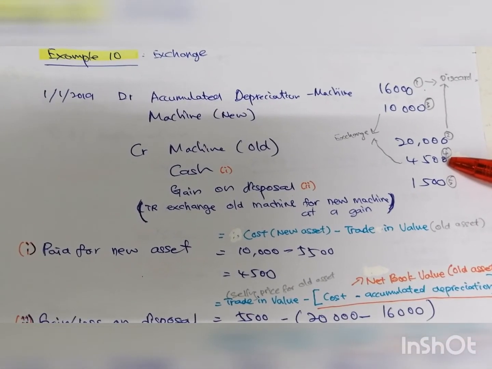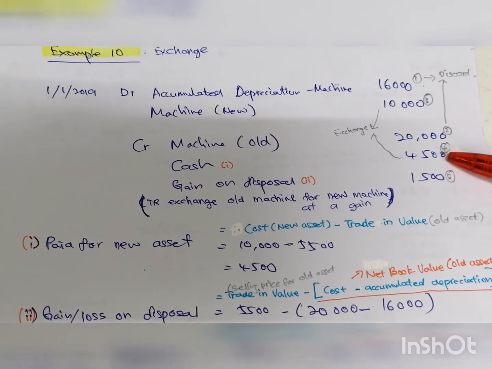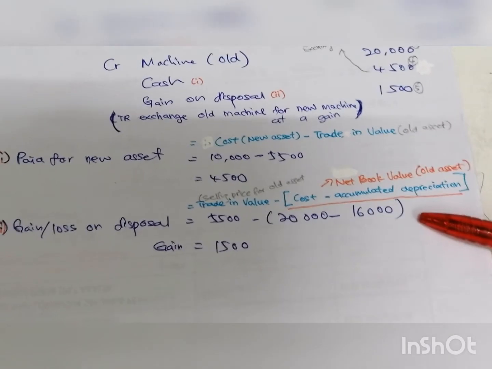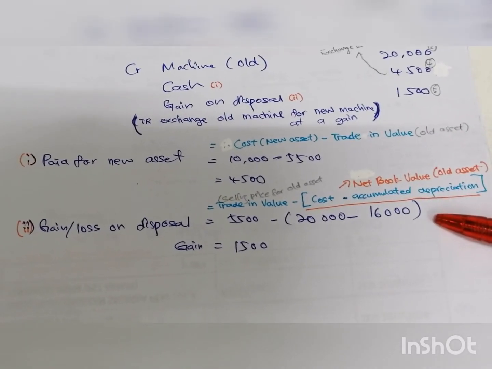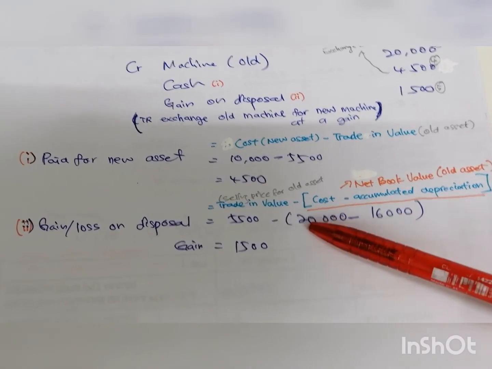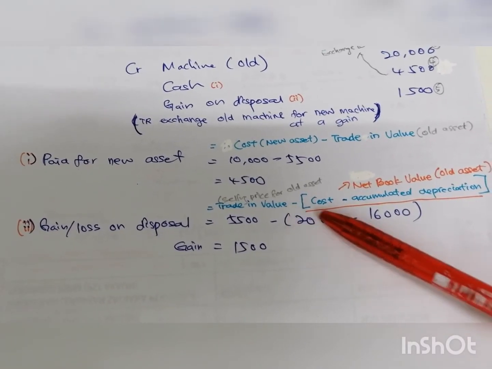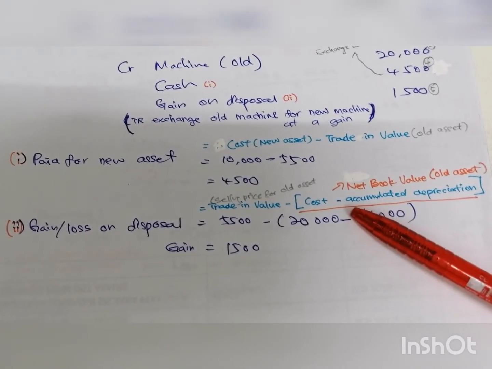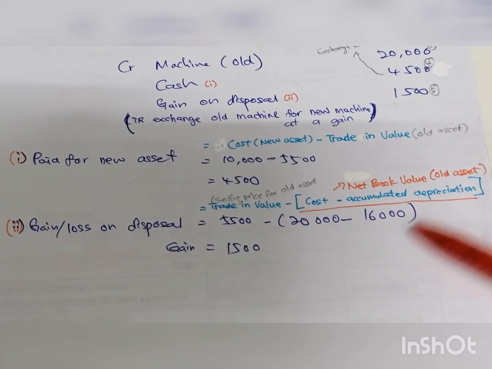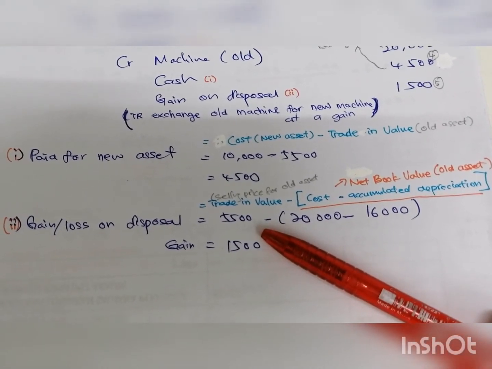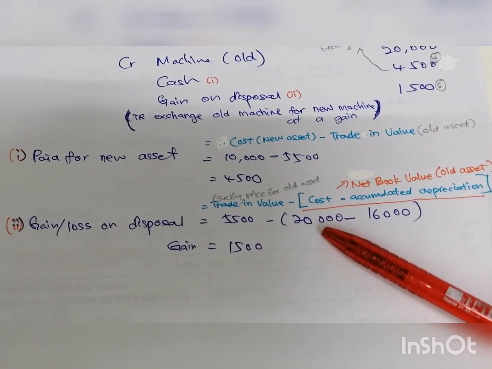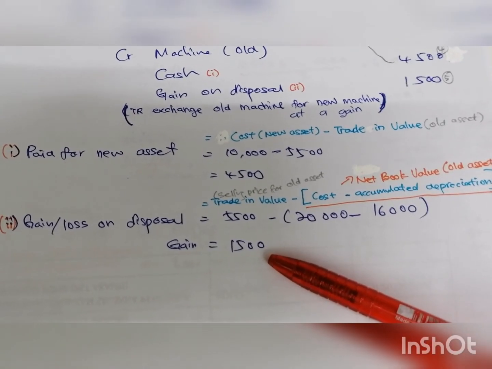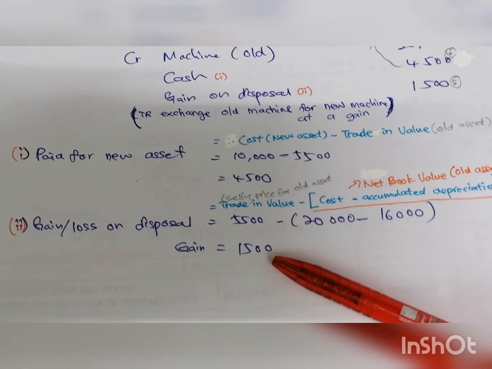Now, we will need to see whether we have the gain or loss upon disposal of this asset. So this is the formula to do the calculations. Gain or loss on disposal is the trade-in value minus the net book value for the old asset. That is cost of the asset minus accumulated depreciations. That's why 5,500 minus in bracket 20,000 minus 16,000 close the bracket, and we got the gain for 1,500.